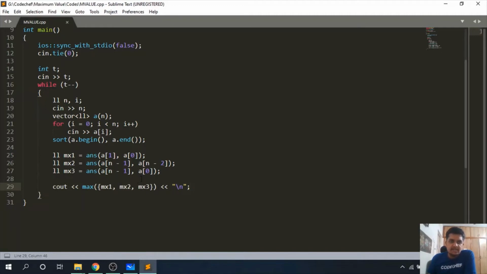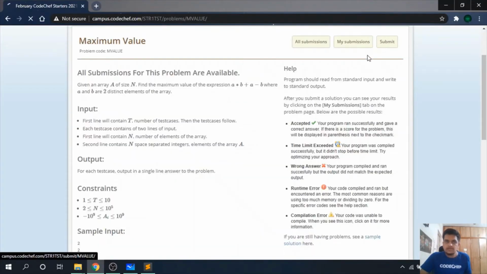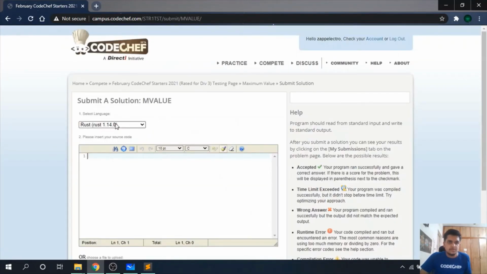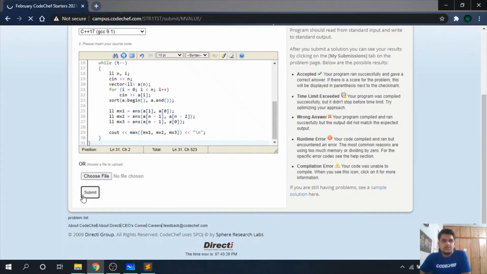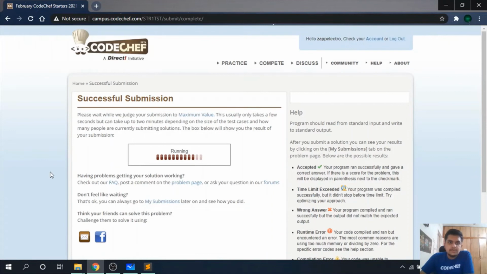So having seen this, now let us submit this solution and hope for a quick AC. There, we got an AC. I hope you understood the solution.